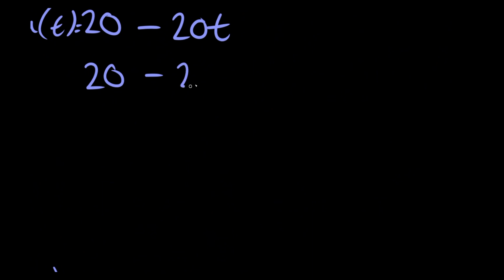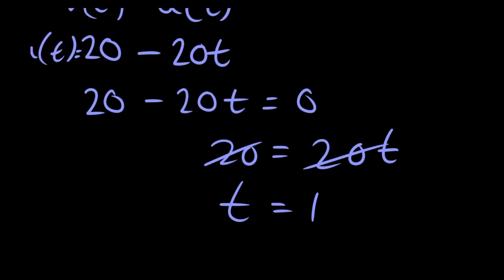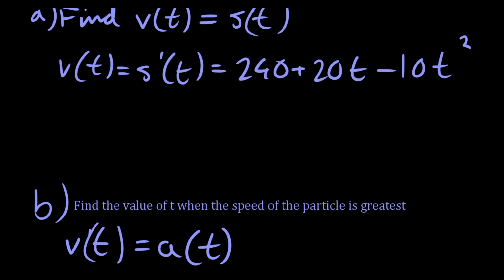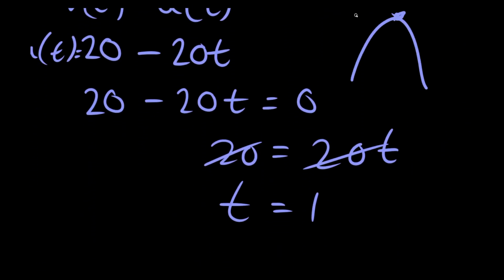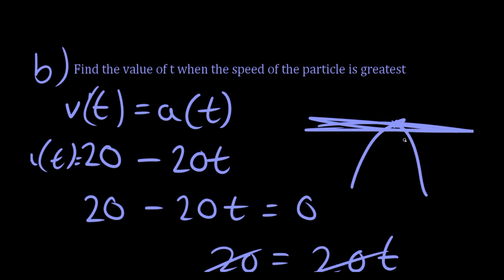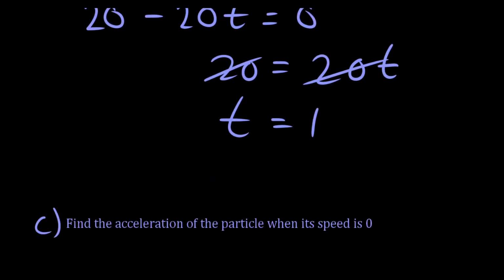So 20 minus 20t is equal to 0. That means that 20 is equal to 20t, and t is equal to 1 if we divide both sides by 20. So that is the value of t when the speed of the particle is greatest. We don't have to question that at all because there should only be one point on this graph of speed where there is a zero slope, so zero acceleration, which means it's the greatest at that point.